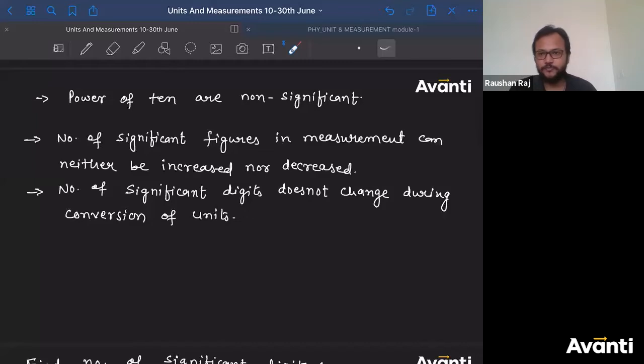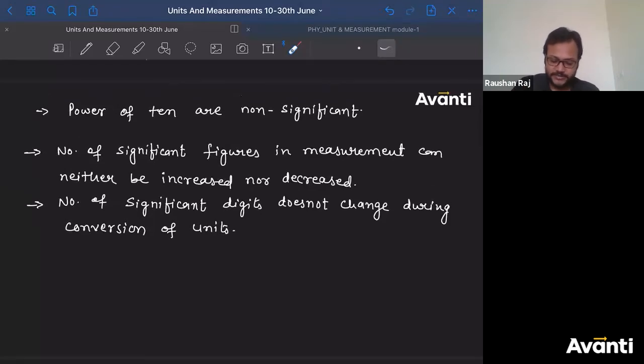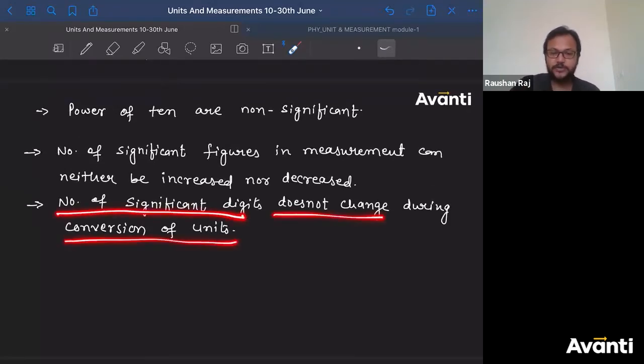Is it possible? No. That depends on the measurement device, right? That depends on the design of the measurement device. So if you change the unit, the accuracy or the precision is not going to change. That will remain the same. Because whatever the accuracy, whatever the precision they have, it should be the same. That you can't change by changing the units. So similarly, that is what I have written here. The number of significant digits does not change during conversion of units.